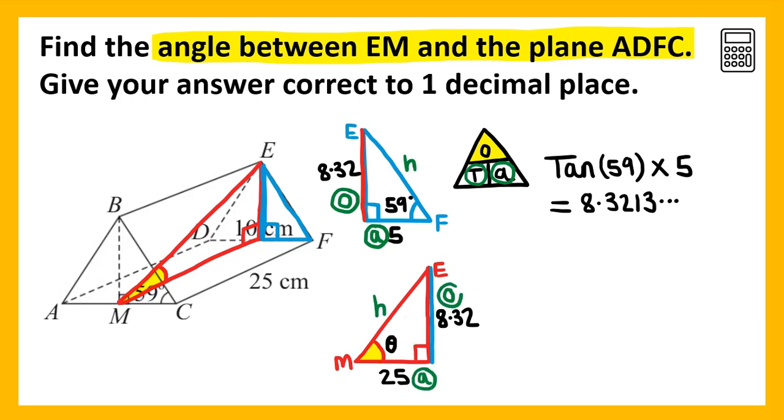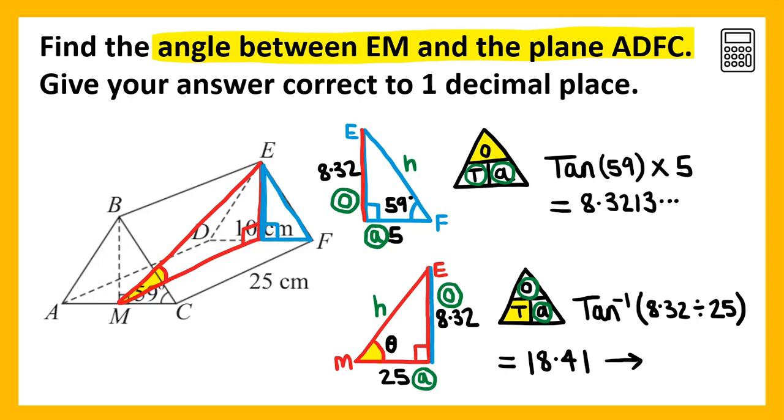The two lengths involved are the opposite and adjacent, which will be the tan ratio again. This time I'm working out the angle, so I'll cover up the ratio, meaning I need to do inverse tan of the opposite divided by the adjacent. 8.32 divided by 25. This gives me 18.41, which will round to 18.4 degrees to one decimal place.